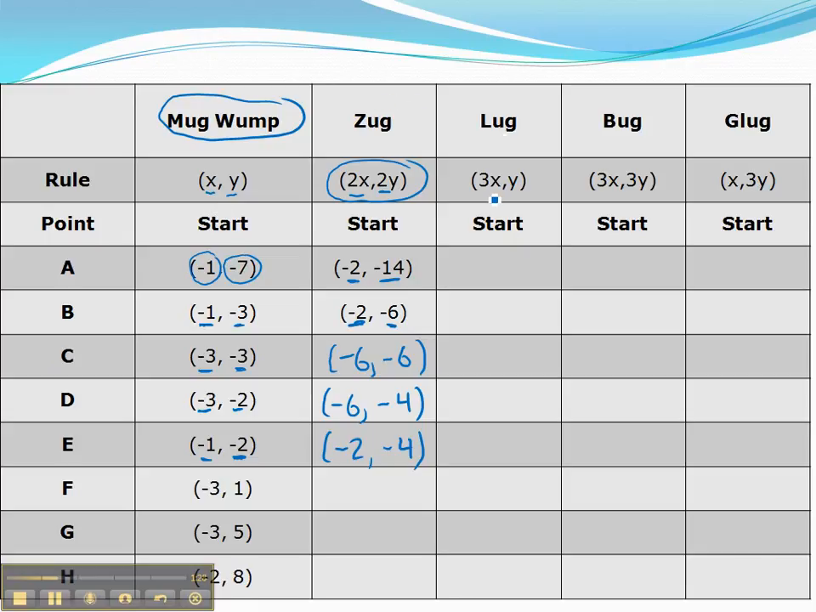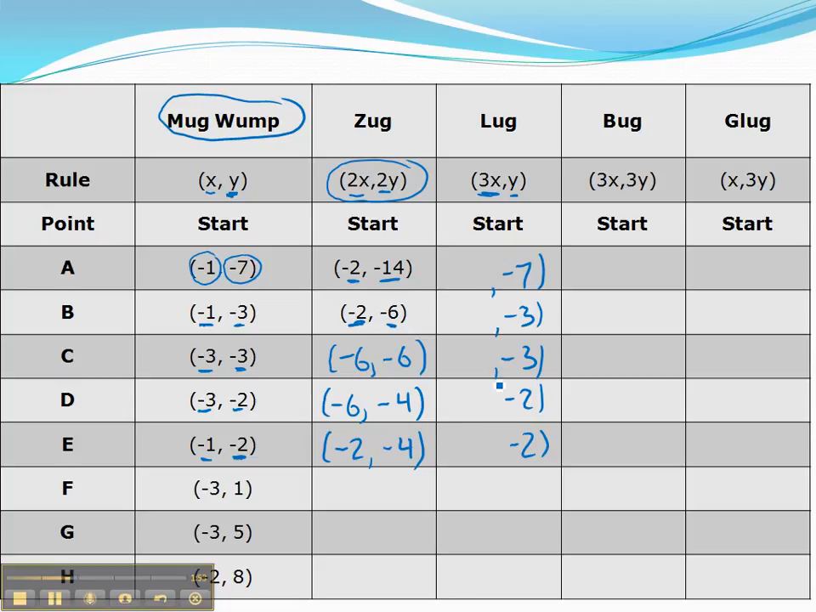Lugwump has a different set of rules, 3x and y. So in a way, Lugwump's going to be a lot easier because y is just equal to y, so the y coordinates will be the same as Mugwump. Y coordinates are not changing. So we have -7y, -3y, -3y for point C, -2y for point D, -2y for point E.